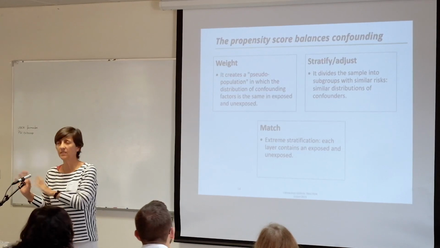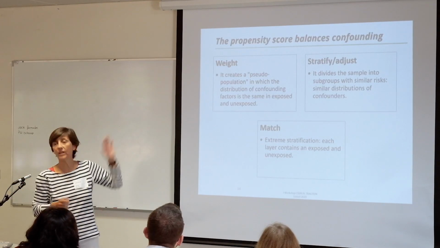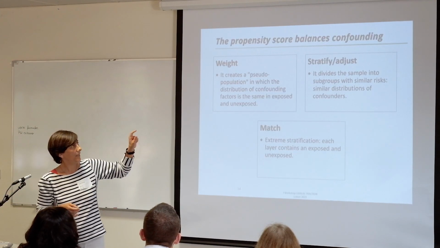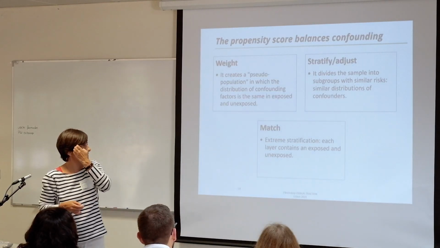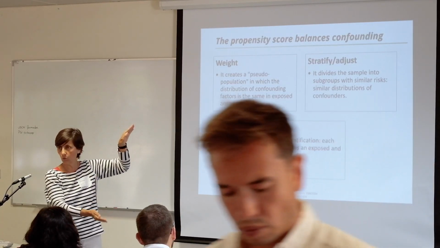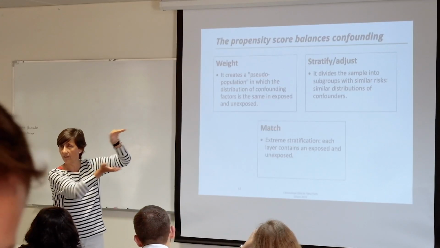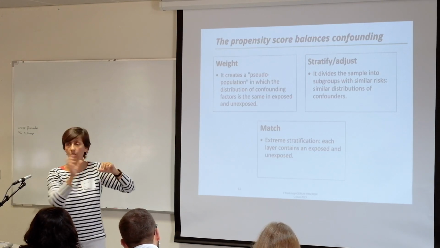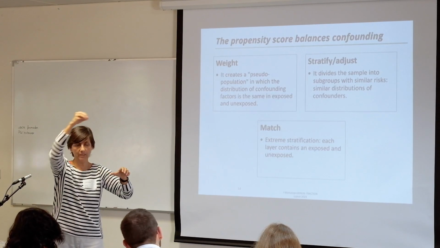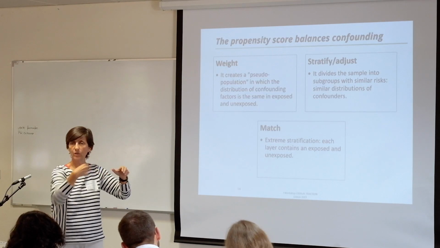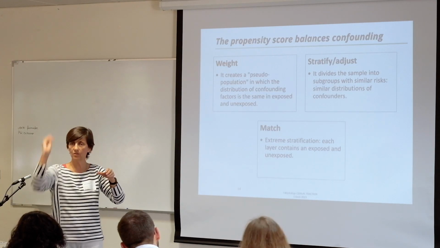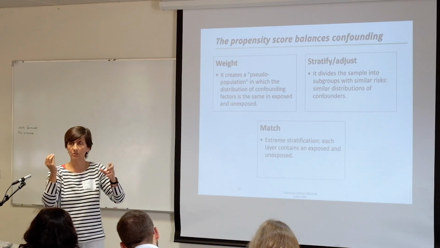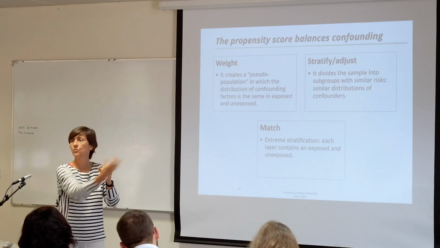So weight is the one that is used the least, okay? This is the one that the statisticians like the best, but this is the one that is used the least. Then stratify or adjust. Stratify, you divide the sample into groups, and you only analyze the groups that have the same levels of propensity score. You can also put the propensity score as a variable in your model. So when you do the analysis, you just use the propensity score as another variable. And the good thing about this variable is that it contains a lot of other variables. So with just one variable, you don't need to put many more in the model.